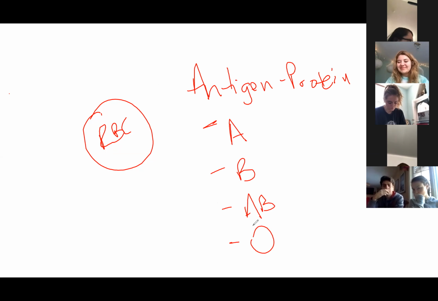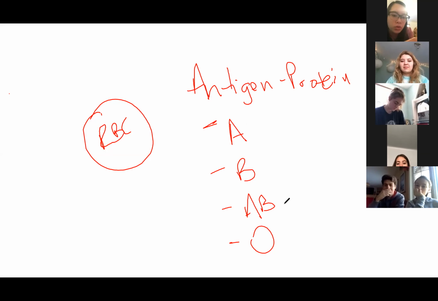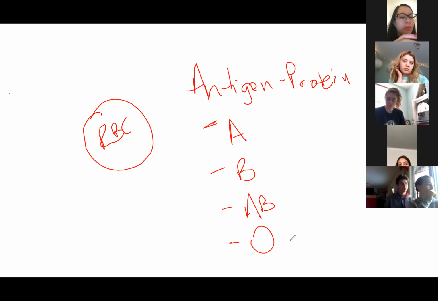So what the antigens mean is that off of this red blood cell, there is one of these four options. Either the A antigen is present, the B antigen, both A and B antigens are present, or there aren't any antigens present and you have type O. So that's pretty simple and easy to understand. But the interesting thing here is that antigens are proteins that your body recognizes as being foreign.